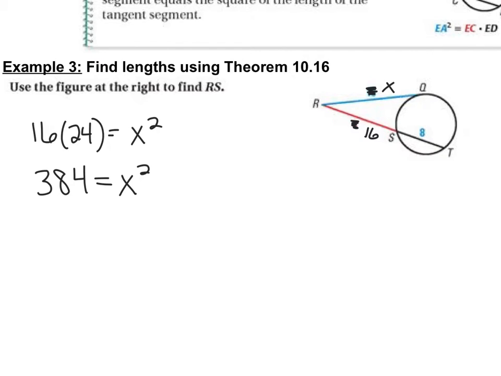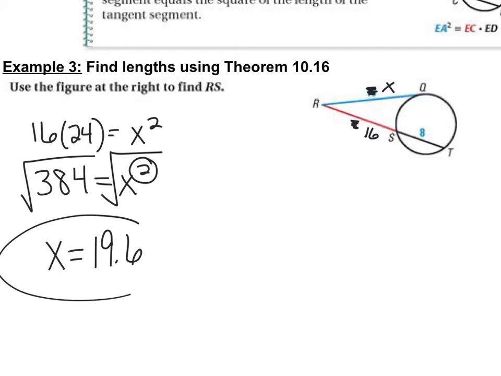Now, I don't know if you remember this or not, but in order to undo this part, we need to square root both sides. This one does not come out evenly, so I do want you to type it into your calculator. Square root of 384, and we would find that would give us somewhere in the neighborhood of 19.6. Okay?